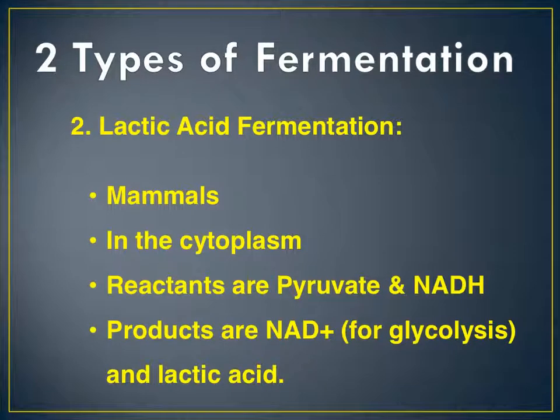Another type of fermentation is called lactic acid fermentation. This occurs in the muscle cells of mammals. It takes place in the cytoplasm of the cell. The reactants from glycolysis are pyruvate and NADH. The products are NAD positive, again, to allow glycolysis to continue making ATP, and also lactic acid. No carbon dioxide is produced by this process.